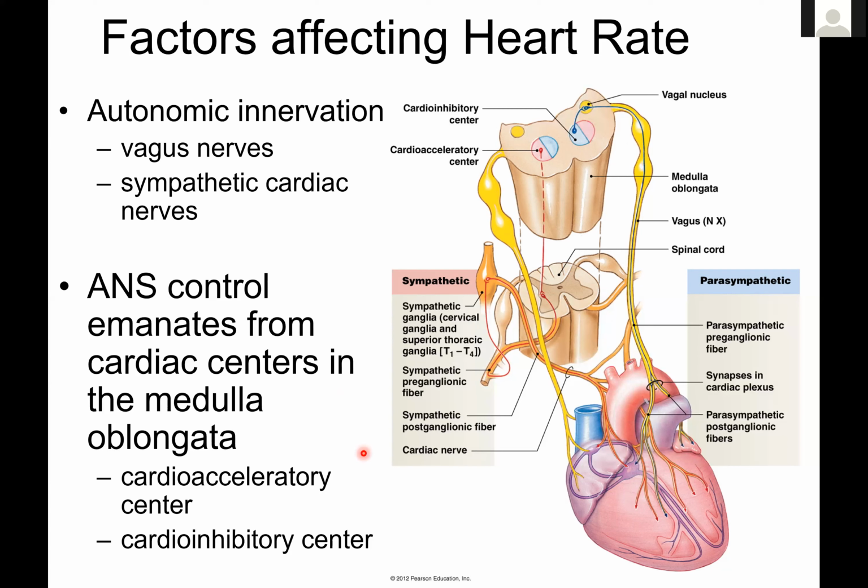So where does this control originate from? Well, as you know, most of the cranial nerves are concentrated in and around the pons and medulla, and their nuclei are as well. So in the medulla oblongata, we've got a cardioacceleratory center and a cardioinhibitory center. And each of these are populations of cell bodies that are in the medulla oblongata and right next to each other. So these have feedback on each other, as you might imagine.